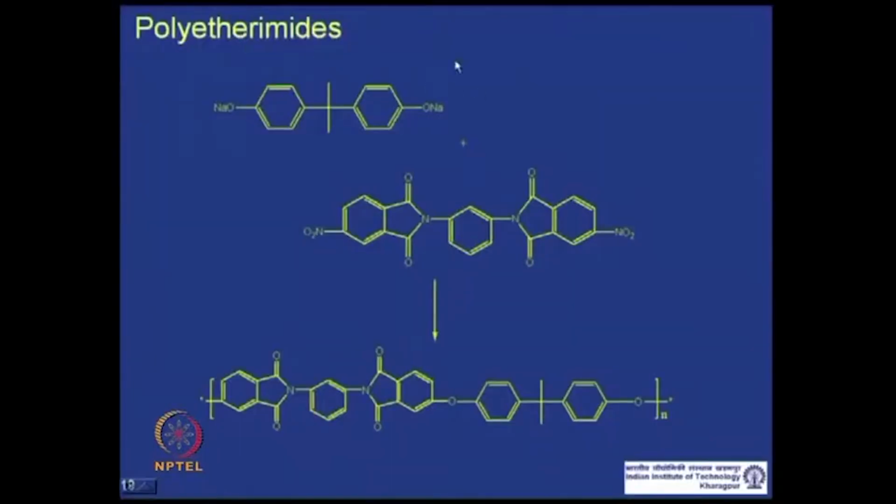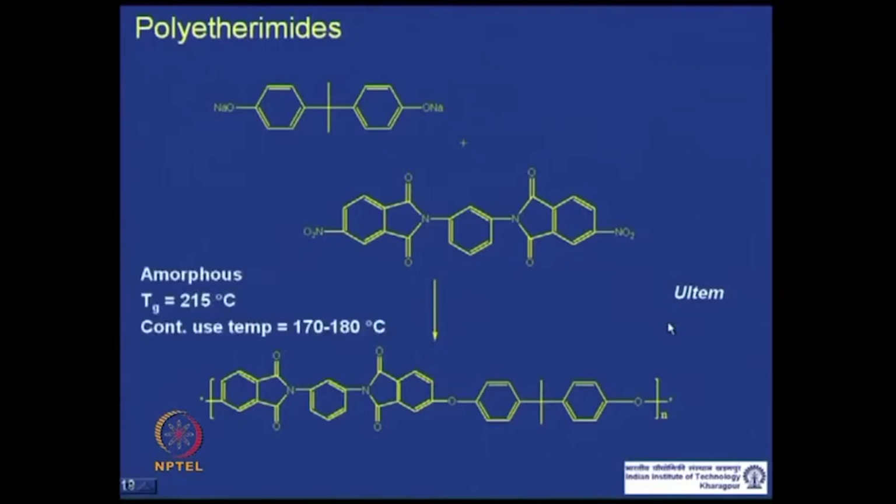So, we move to polyetheramides. Again this is the process of making polyetheramides, and these are again very high heat polymers. That means they can be used at very high temperature and they are known under the trade name of Ultem. They are amorphous, Tg is as high as 215 degree centigrade and their constant use temperature is between 170 to 180. So, if the application requires that the polymer should be present at this high temperature, you can use Ultem as your material.